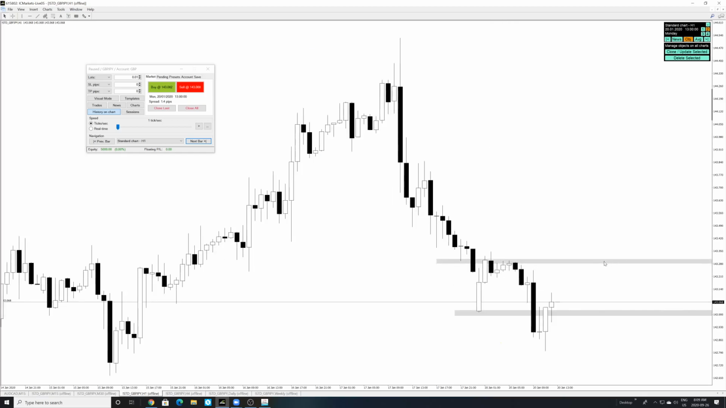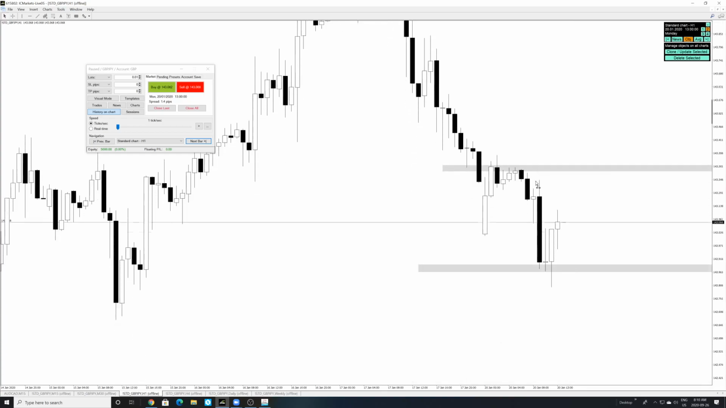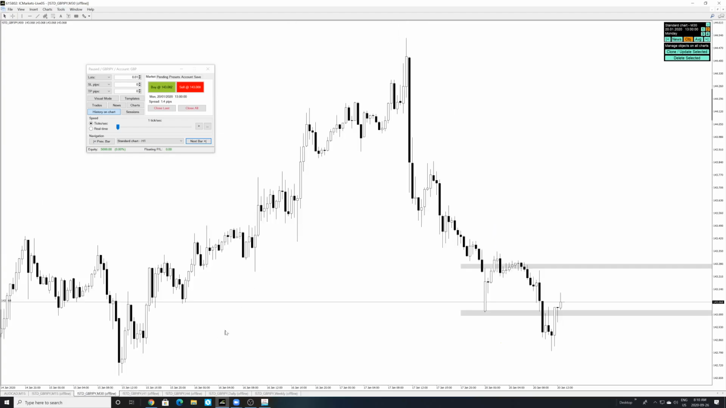We got our resistance on the 1-hour, and so far I think this is some sort of a support we have on the 1-hour time frame. So if we measure this range, this is a 40 pip range. This 1-hour candle is closing in a way that we're not really sure if it's going to go up or down. So let's go down to the 30-minute time frame and see what more information we can find.